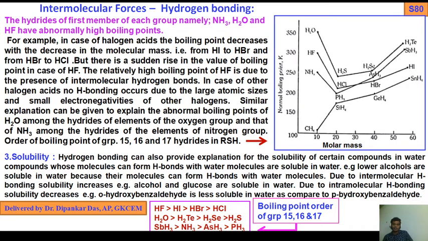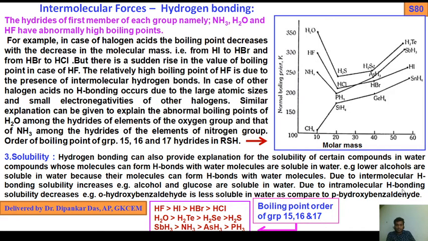Hydrogen bonding can also explain the solubility of certain compounds in water. Compounds whose molecules can form hydrogen bonds with water molecules are soluble in water. For example, lower alcohols are soluble in water because their molecules can form hydrogen bonds with water molecules. So due to intermolecular hydrogen bonding, solubility increases. As for example, alcohol and glucose are soluble in water.